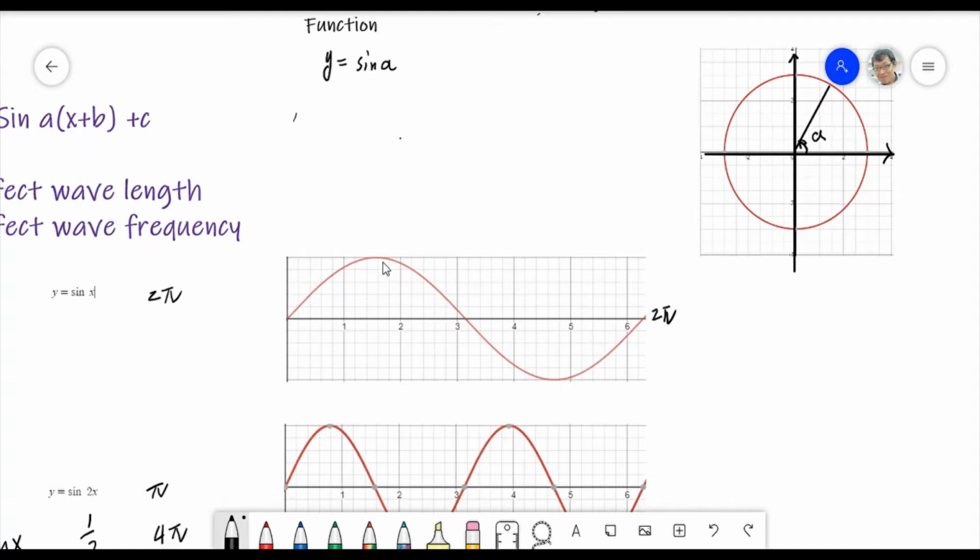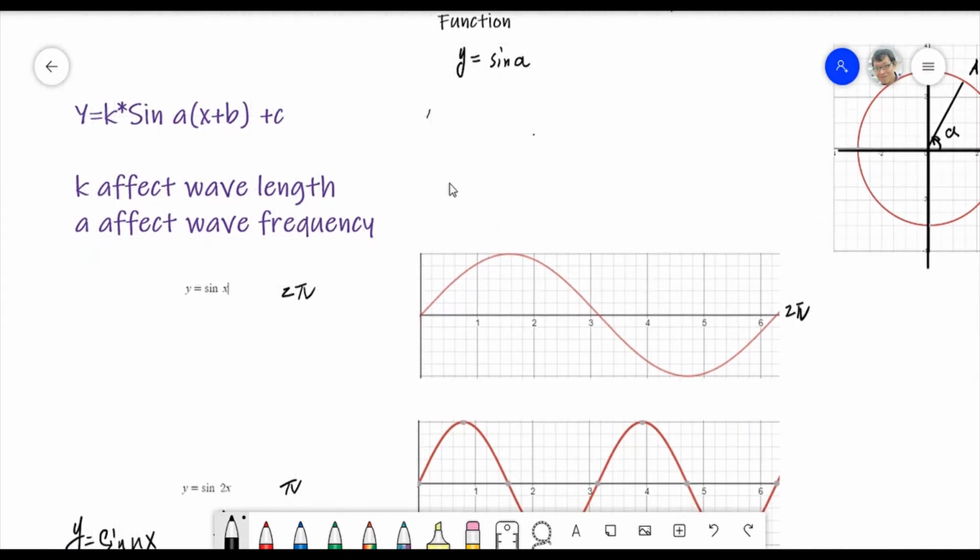Another concept you need to know is the wavelength. What is wavelength? Wavelength is, within this frequency, the highest point to the lowest point. Based on the characteristic of sine x, we know the highest point is 1 and the lowest point is negative 1. So their wavelength is 2, right? Their frequency is 2 pi. Okay.